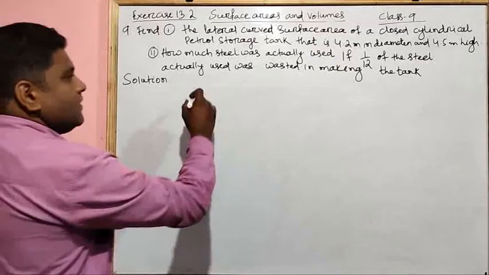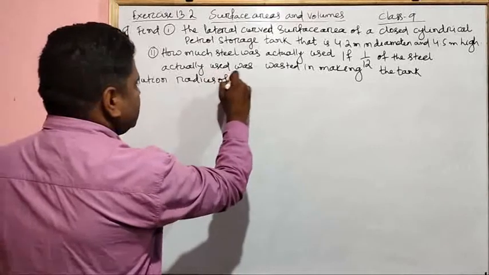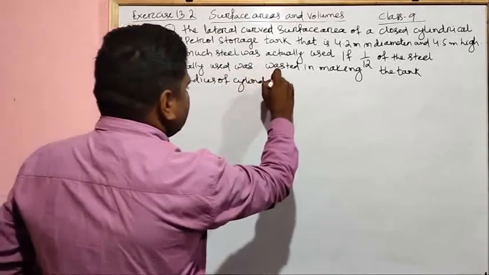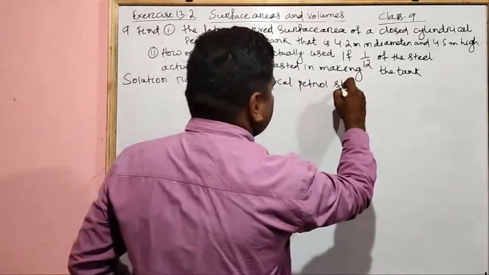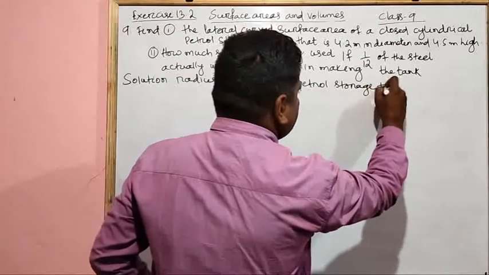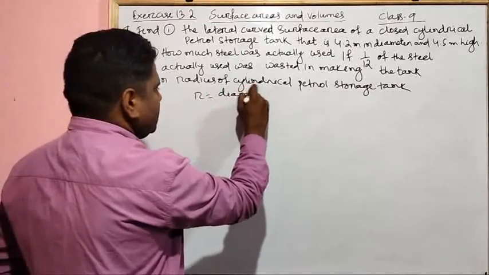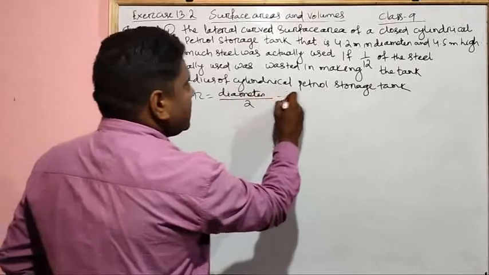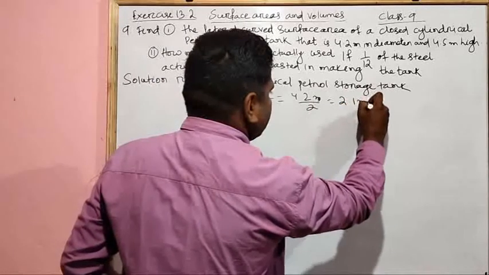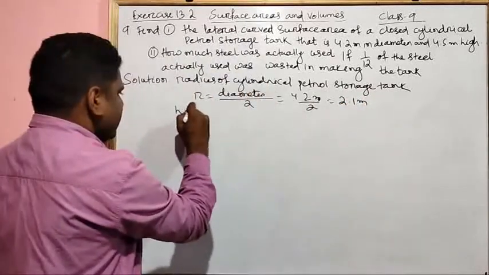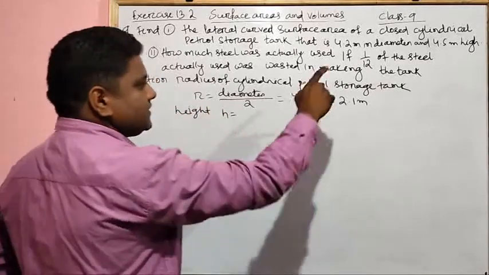So the radius of the cylindrical petrol storage tank is equal to diameter by 2. Diameter is 4.2 meter by 2 equal to 2.1 meter, and height h equal to 4.5 meter.